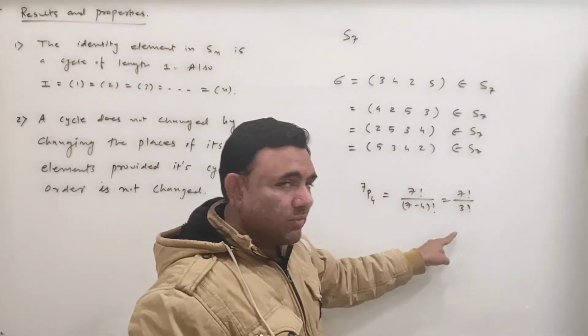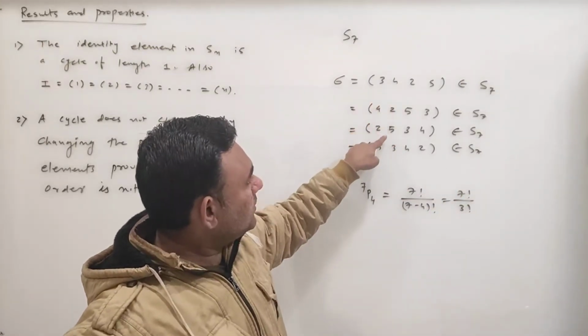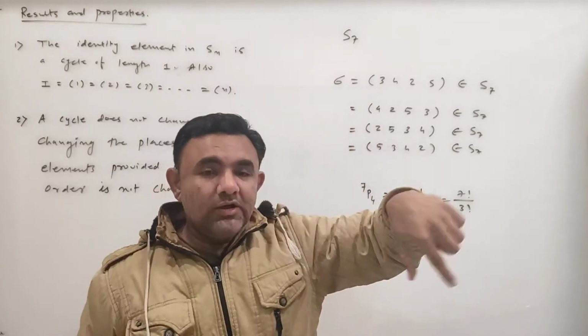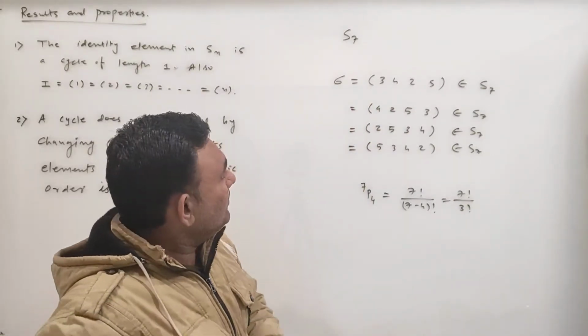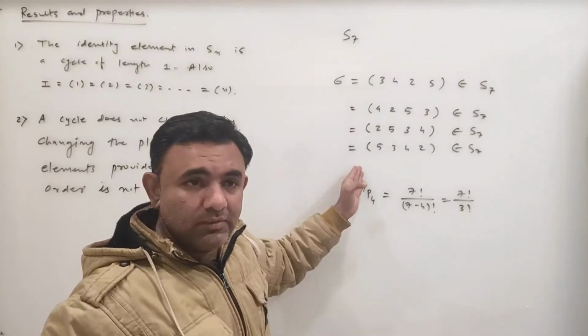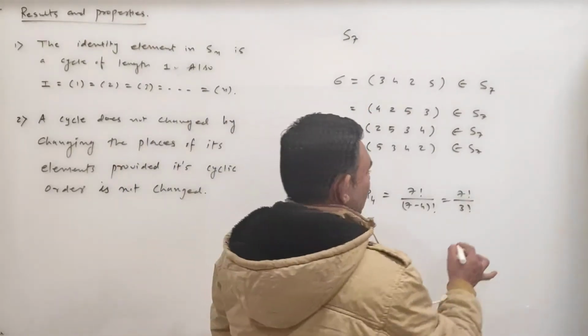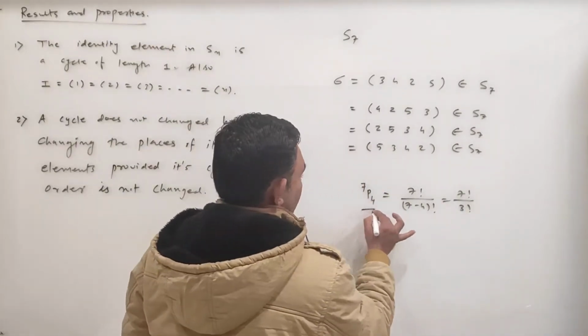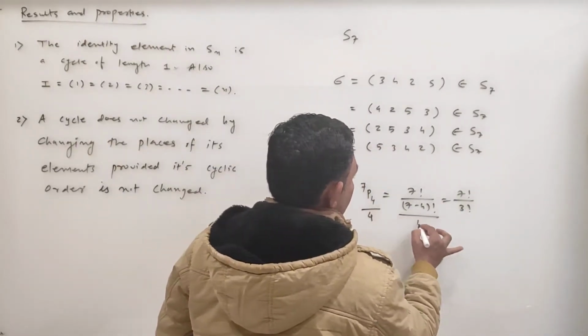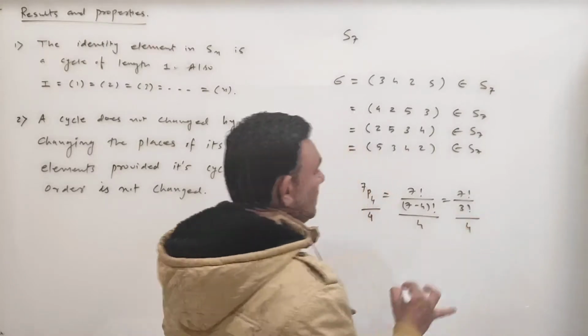So in this number, these 4 cycles are counted distinct. But we know that these are the same, right? These 4 are same. So I have to divide this quantity by 4. So this divided by 4, this divided by 4, and this divided by 4.